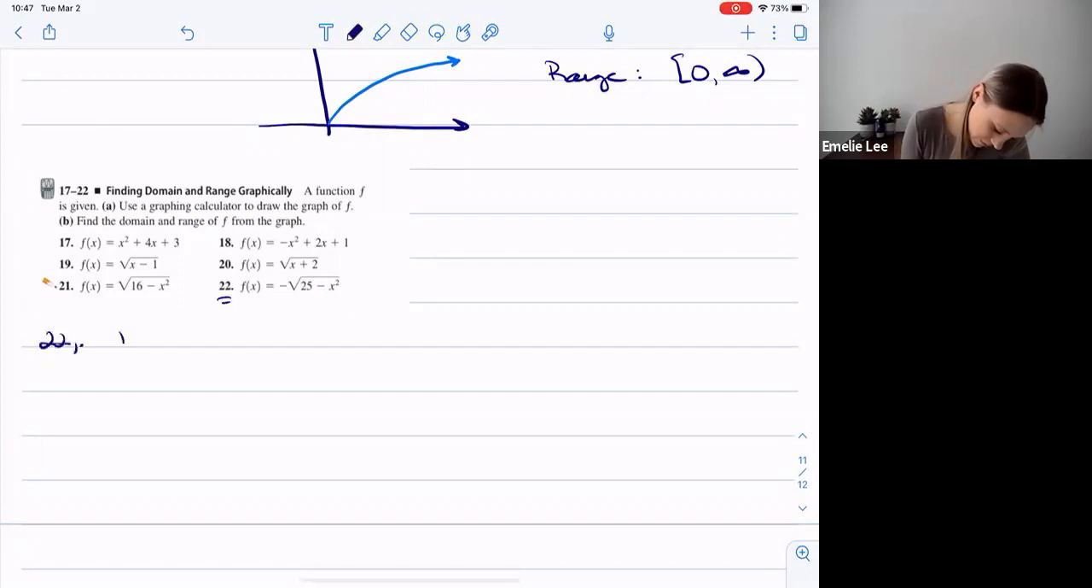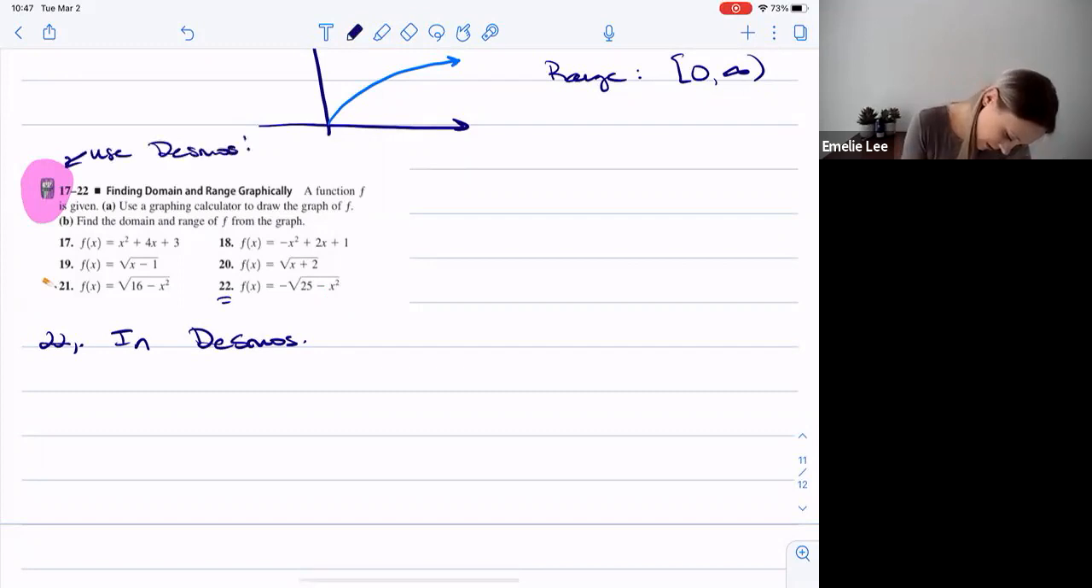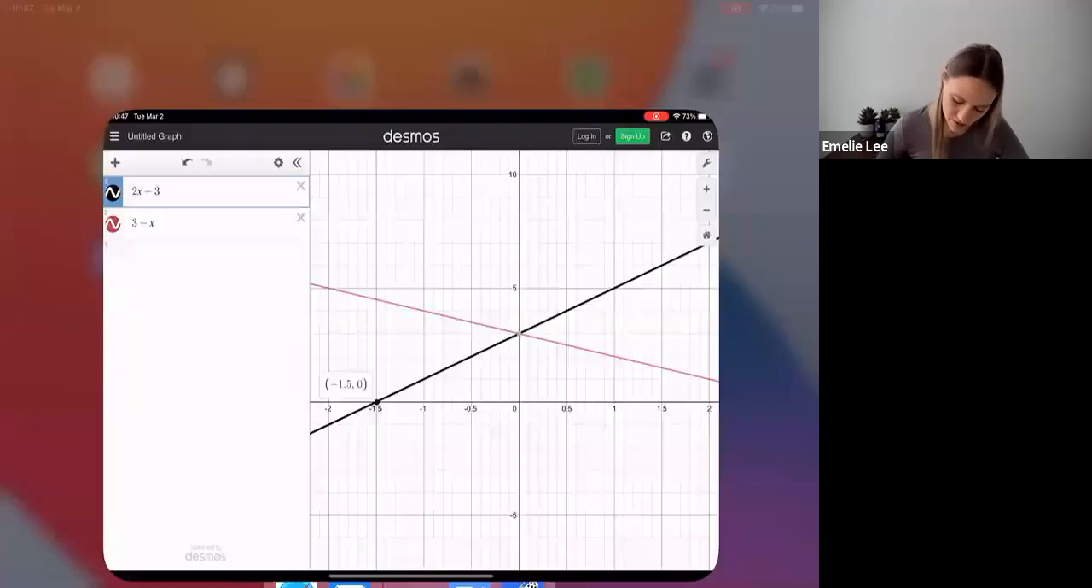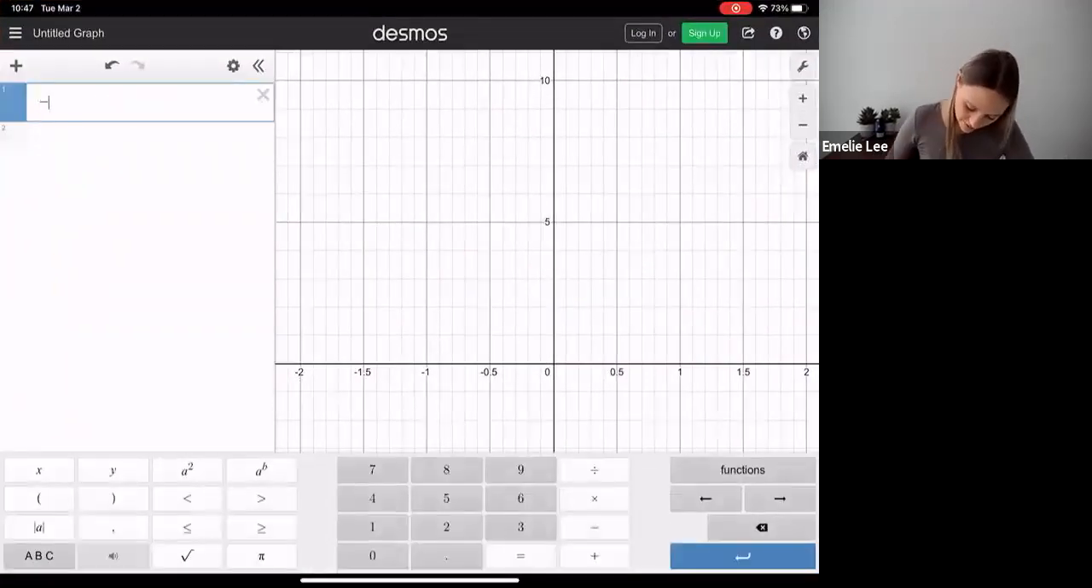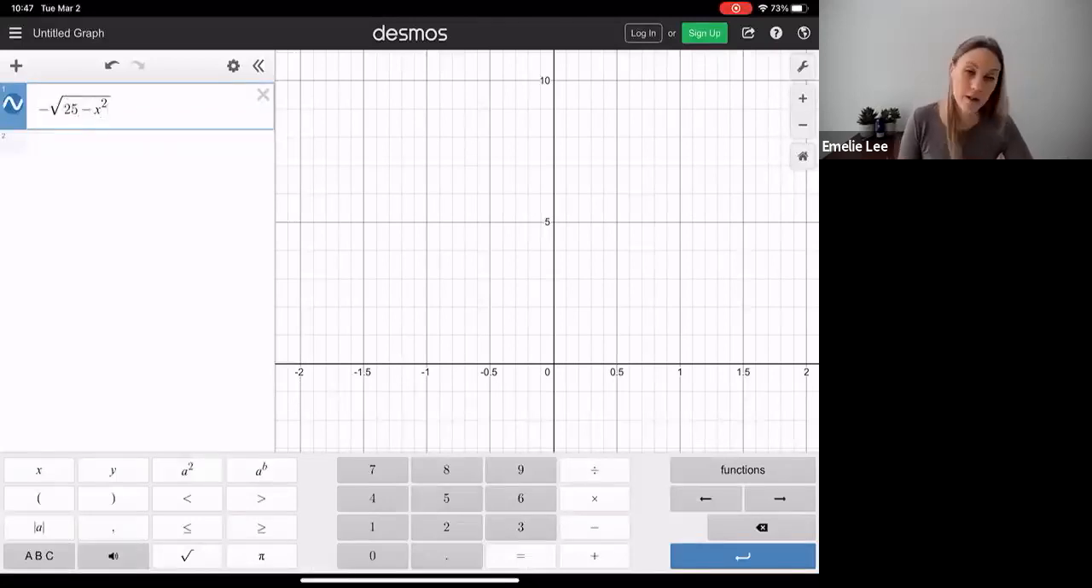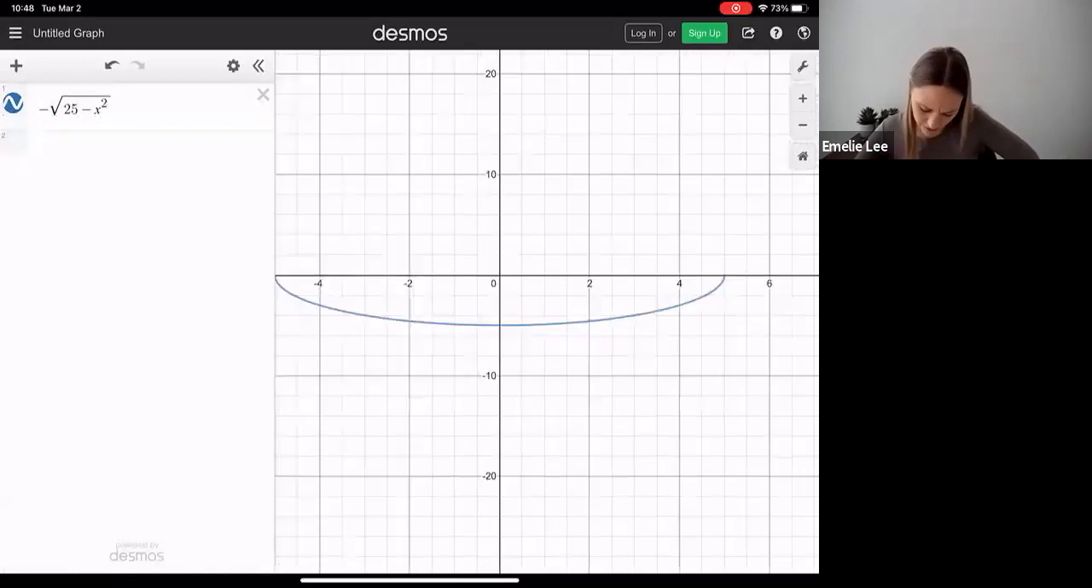So 22 in Desmos, right? Here, I'm just gonna highlight this. Use Desmos for sure, whenever you see that little guy. Okay, so I'm gonna graph 22. I have the negative root of 25 minus x squared, all under the square root. Make sure I copied that down right. Okay, good. It looks like I have nothing here, but now I'm zoomed in on the graph.